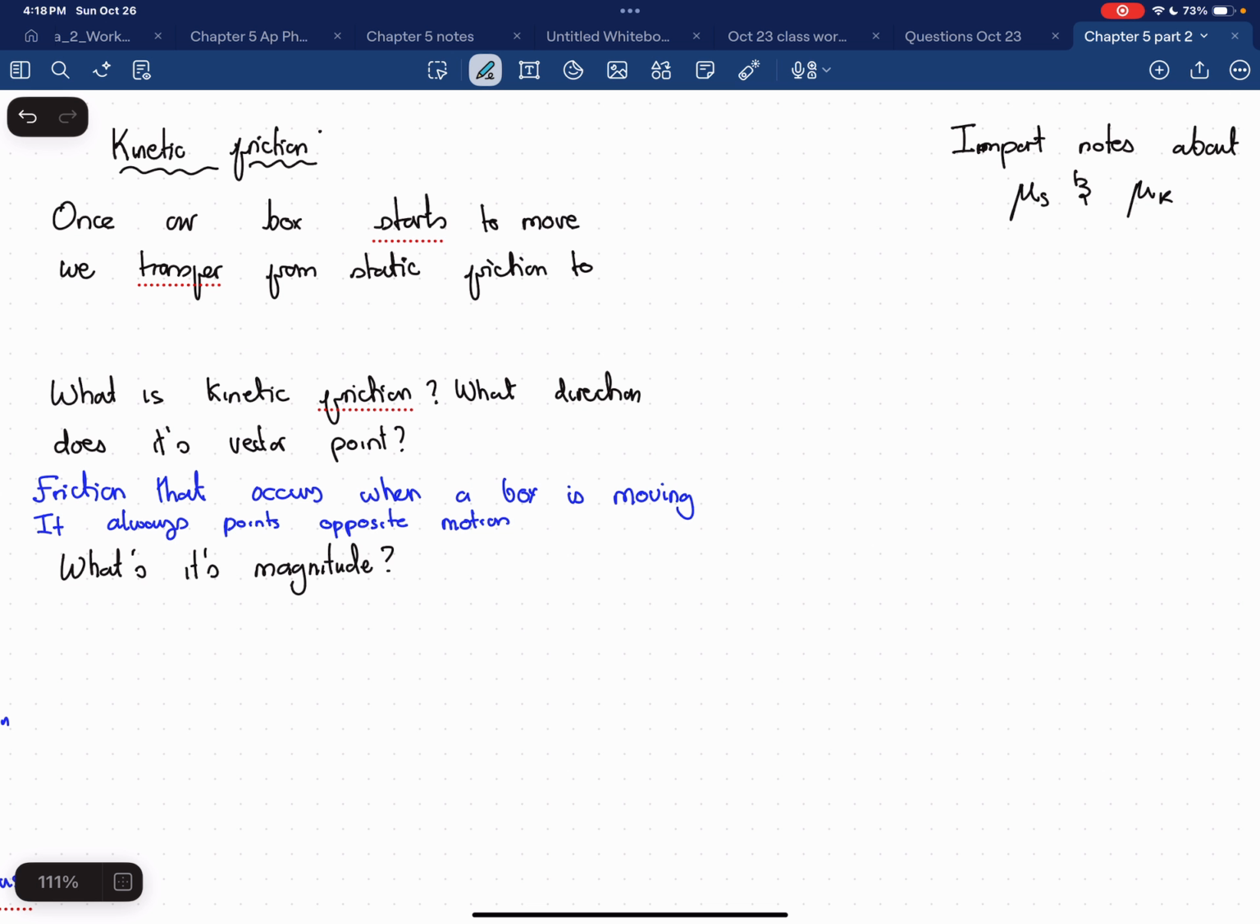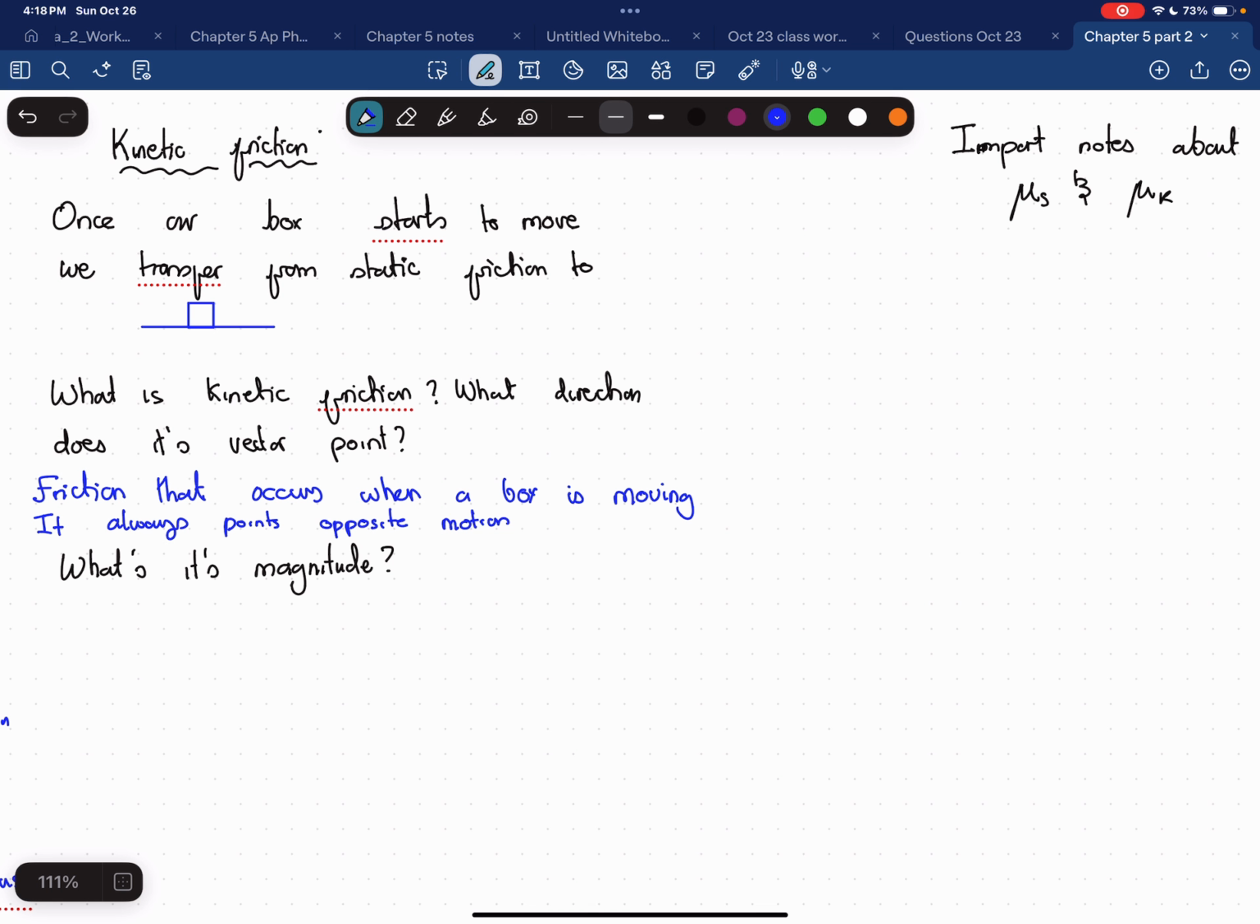All right. Let me just give you a little example here. I want to move this box. Imagine, all right, great. So my box is moving. Something that's moving has a velocity, of course. It's moving, so that means my kinetic friction will point that way.